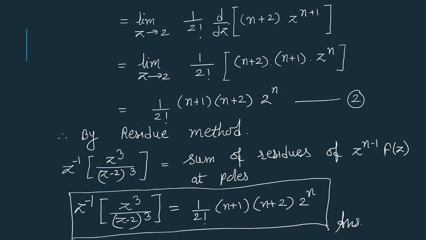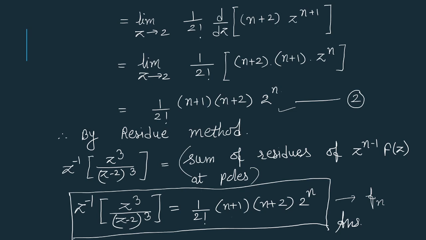Therefore the first derivative is n plus 2 into z to the power n plus 1, and the second derivative is n plus 2 into n plus 1 z to the power n, and this is the residue of the terms. Lastly, here there is only one pole, that means z equal to 2 of order 3. Therefore, the sum of the residues has only one value: 1 by 2 factorial, n plus 1 into n plus 2 into 2 to the power n. This is the value of f of n, that means Z inverse of capital F of z.